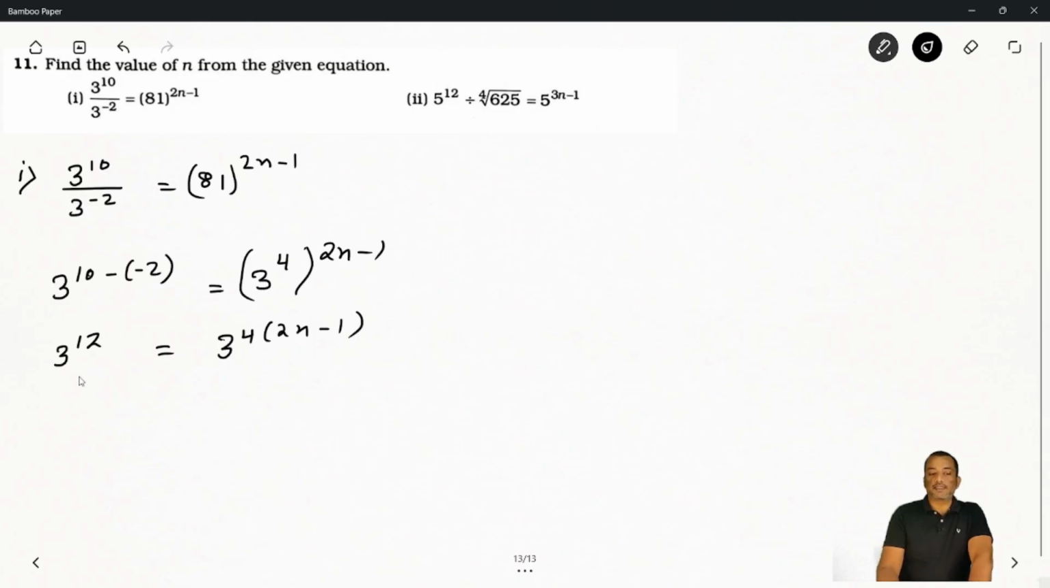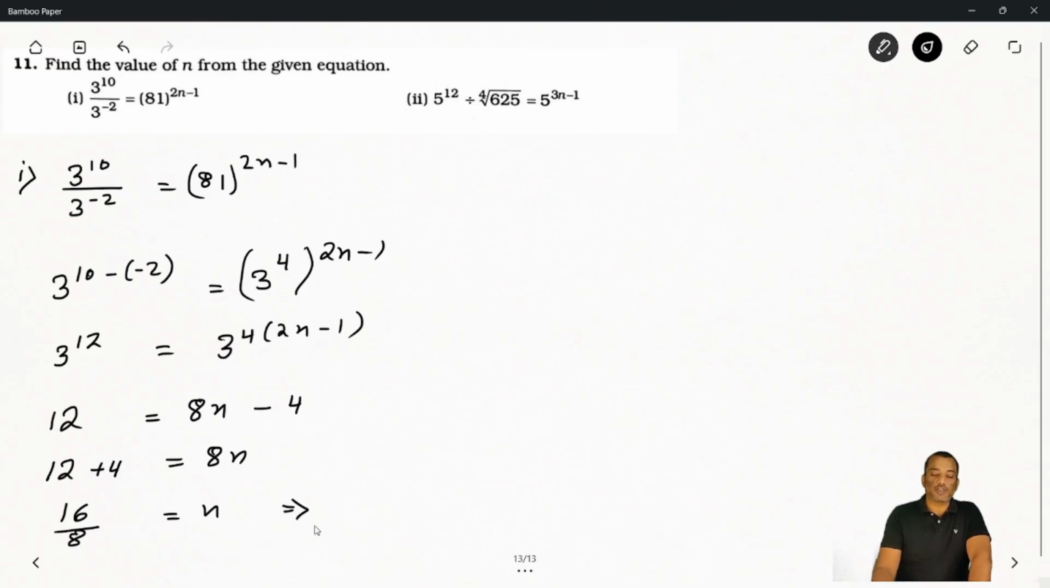Okay. Now you can say LHS and RHS side, both base is same. So we can say 12 is equal to 8n minus 4. So now 4 will transpose to other side. So this 4 become plus. So 12 plus 4 and 8n, and now 16 by 8. You can transpose. So n is equal to how much you will get? n is equal to we will get 2. Okay. Hope you're getting clear. So such type of question you can solve easy way.